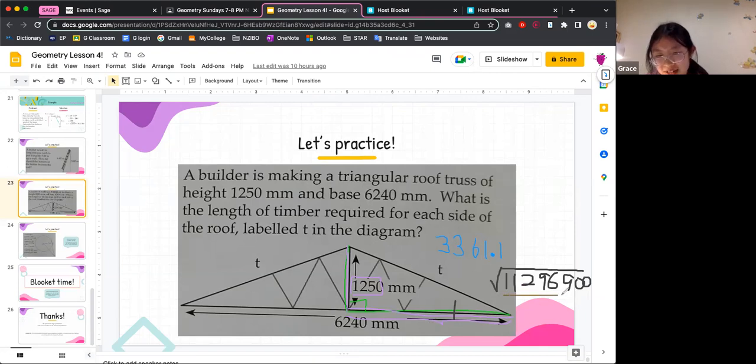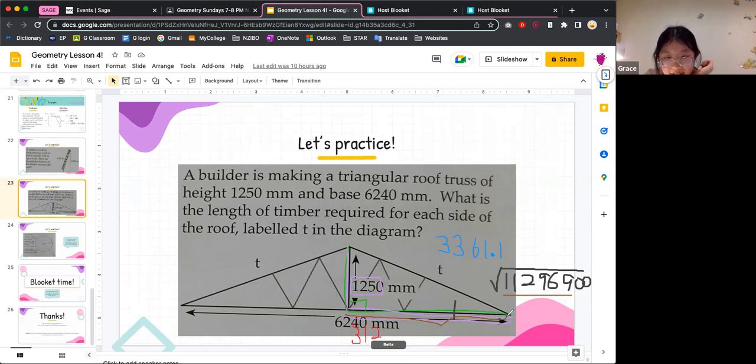I think it comes out to be quite close. All right. I'd like you guys to work out this bottom side first. So we know that altogether it's 6,240 millimeters for the whole bottom, right? But then for this triangle, it's only half of that.